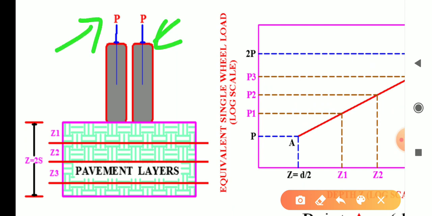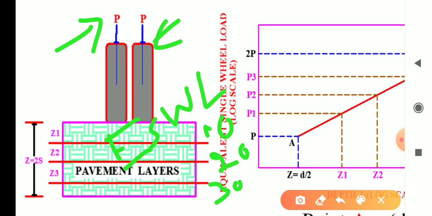Here Z1, Z2, Z3 mean different thicknesses. We assume they are 10, 20, 30, so for every 10 centimeter, 20 centimeter, 30 centimeter thickness we can predict the ESWL, how many kg. ESWL, equivalent single wheel load, is how much kg should be acting below the bottom of the pavement. Using this concept we can predict it very easily. So Z is equal to 2s.